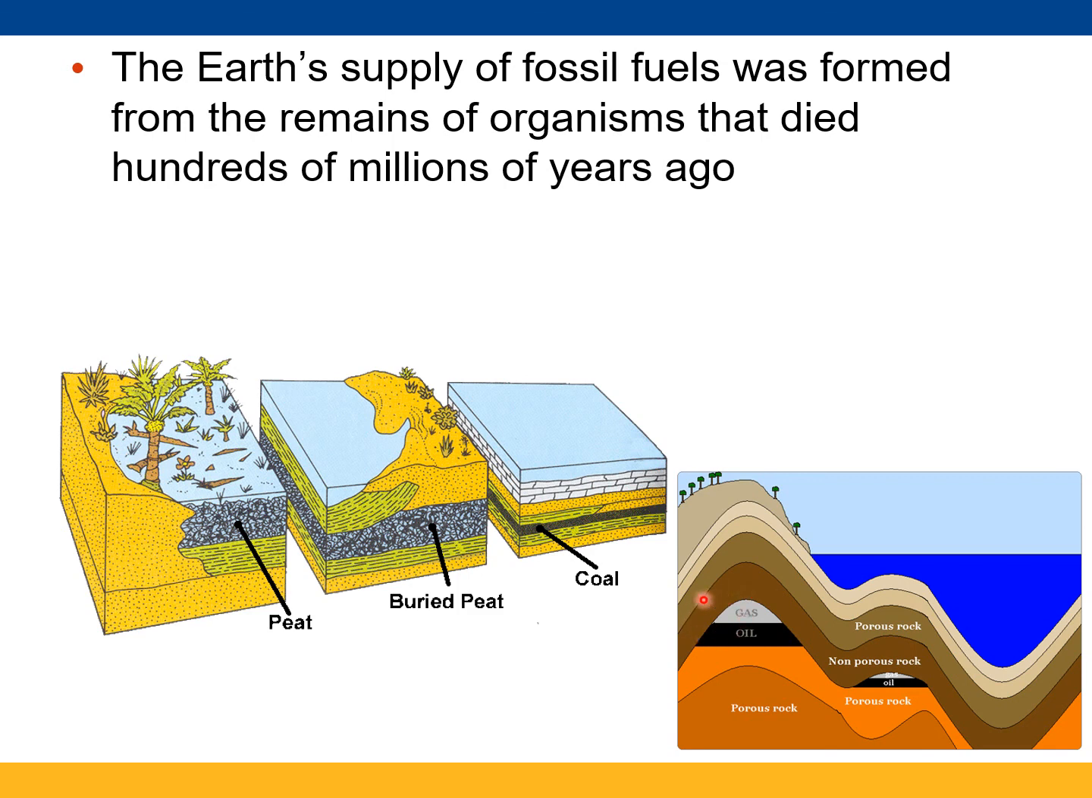But all of our natural resources for energy, gas, oil, and coal, are derived indirectly from sunlight that shone on the Earth millions of years ago.